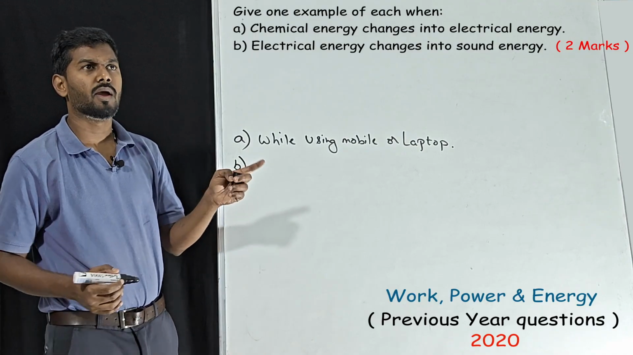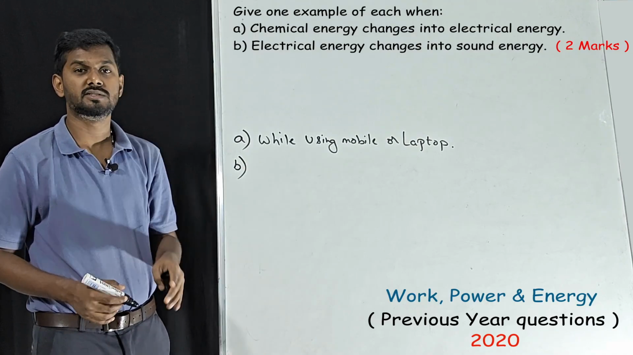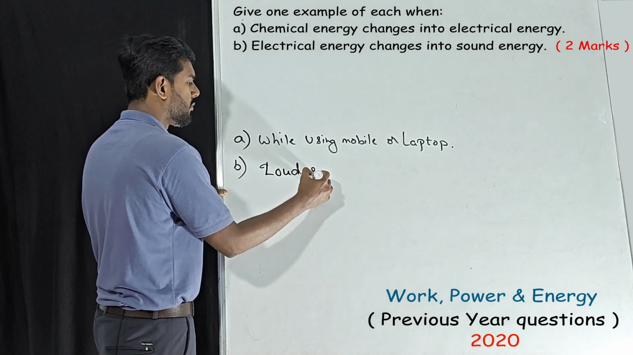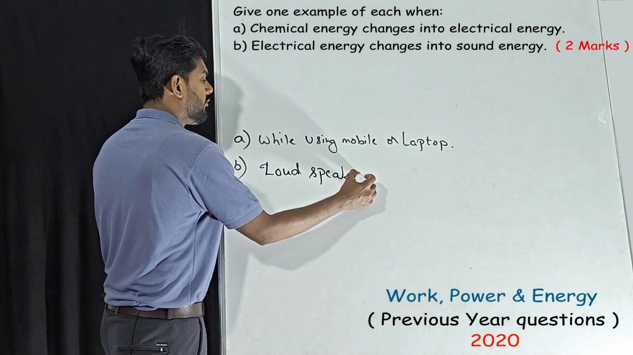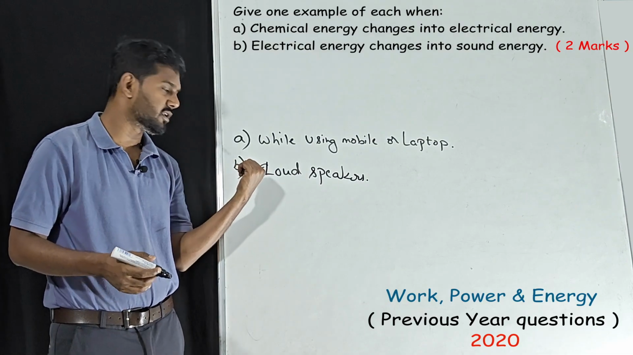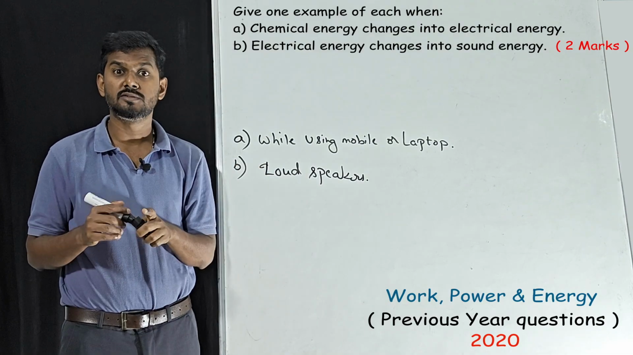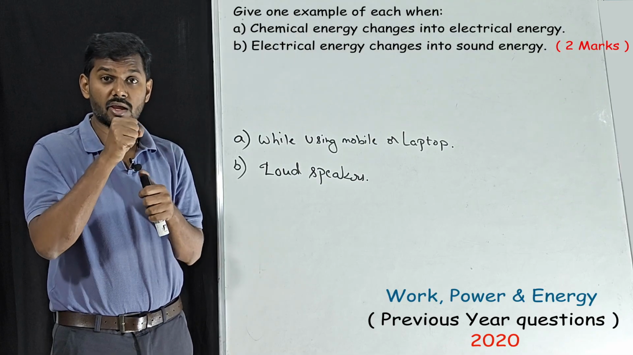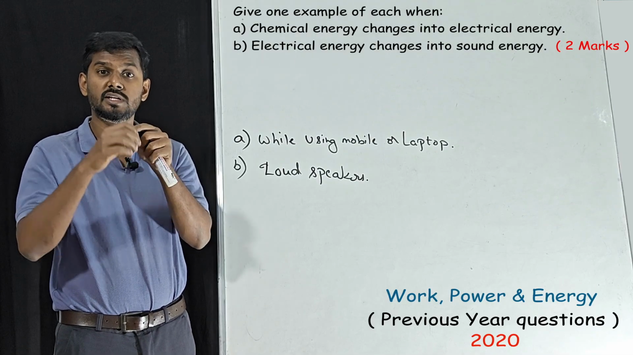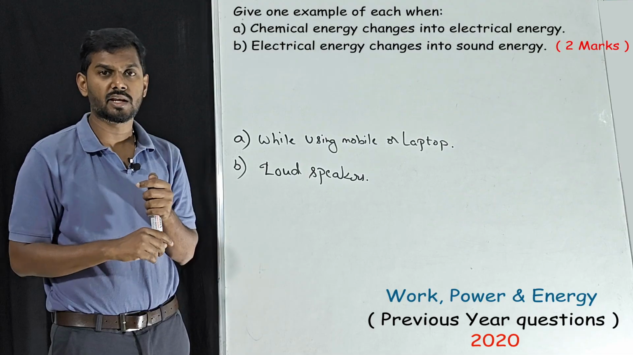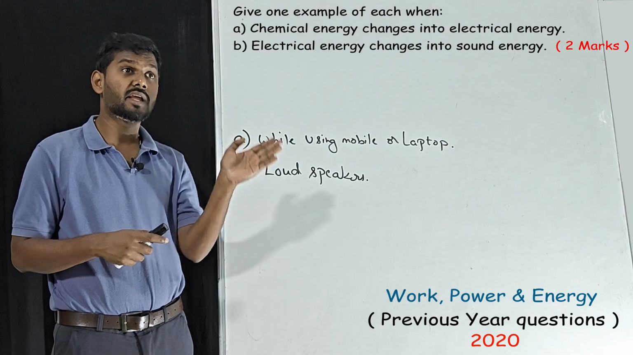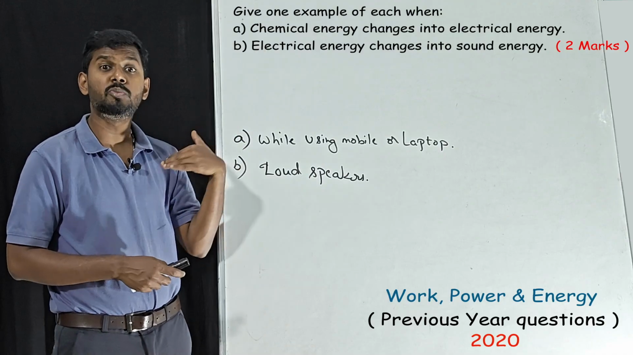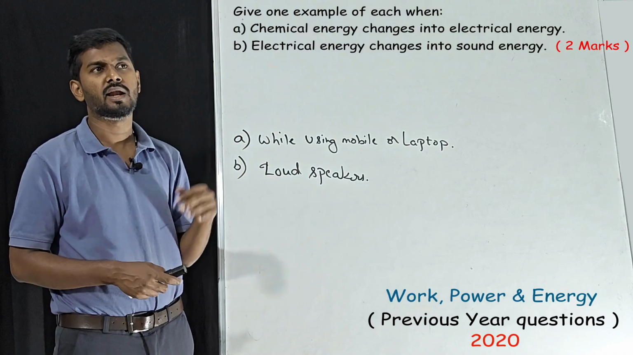Second one, electrical energy changes into sound energy. Speaker, loudspeakers. Few students will try to answer this question with mic as an example. Mic is completely wrong. In a mic, what are we giving? We are giving sound energy. Sound energy is getting converted into electrical energy, but here they are asking electrical energy to sound energy. So speakers: output should be sound, input should be electricity.